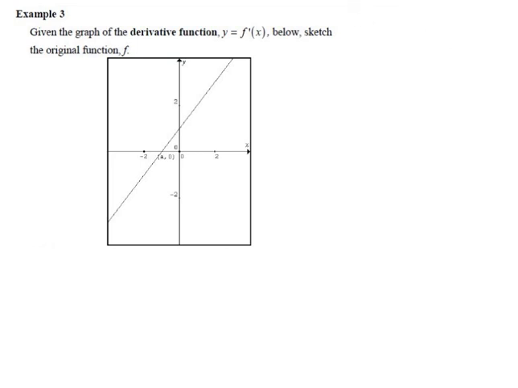Given the graph of the derivative function, y equals f prime of x, sketch the original function. Okay, this working backwards is something we'll get heavily into in Unit 7 using a tool called the antiderivative, but we can start thinking about it right now. If you know something about the derivative of a function, can you figure out what the original function looked like? The answer is kind of, but not completely. And here's what I mean by that.